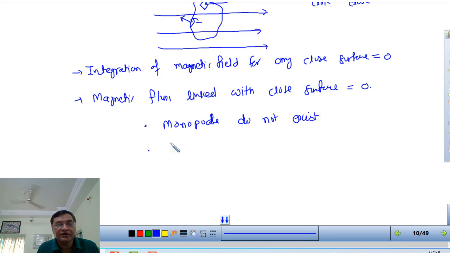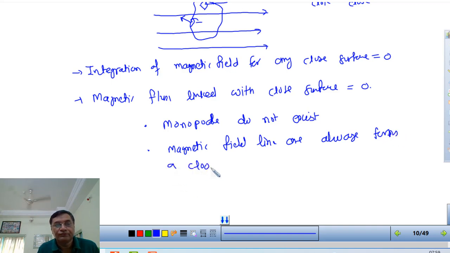Monopoles do not exist. Second thing, you can say that magnetic field lines always form a closed loop. So this is the main thing we can deduce from Gauss law for magnetism. Monopoles do not exist.